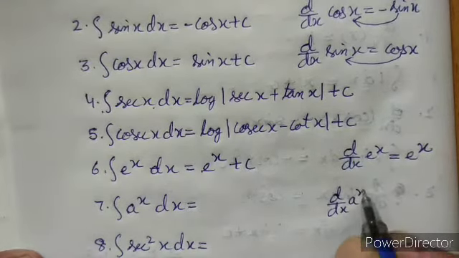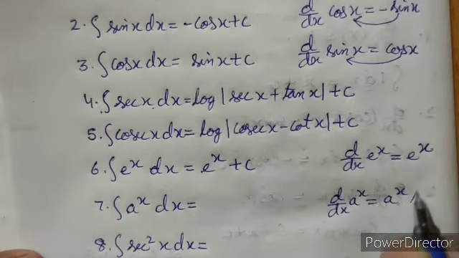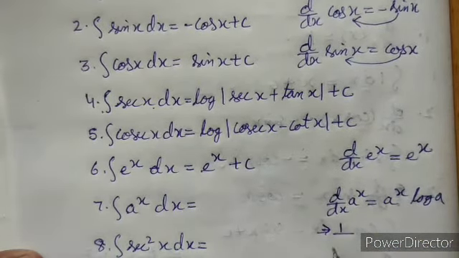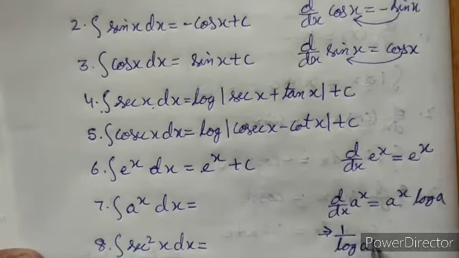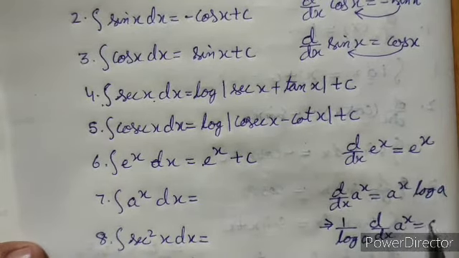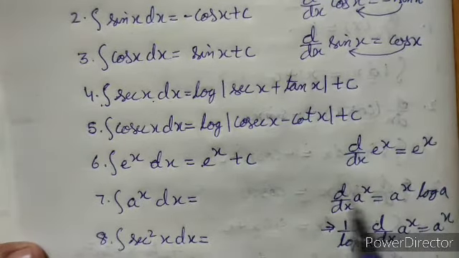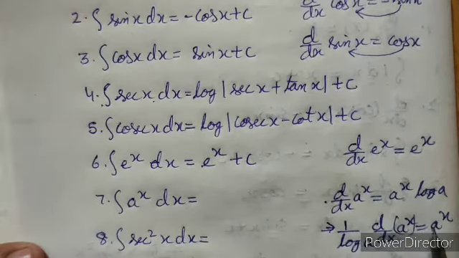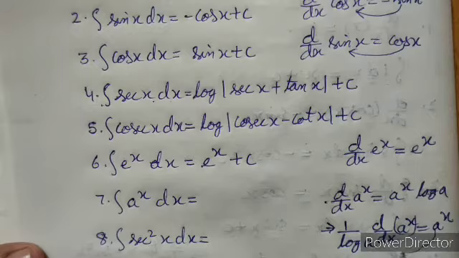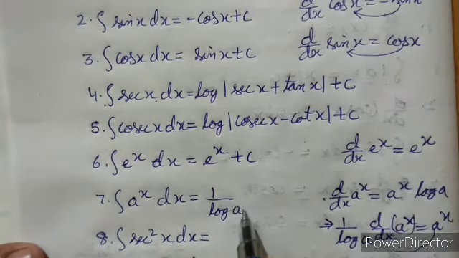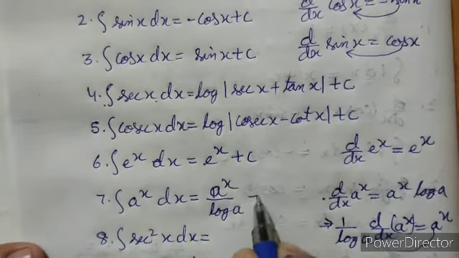The derivative of a raised to power x is equal to a raised to power x log a. So from here we can say that 1 upon log a into d by dx of a raised to power x will be equal to a raised to power x, on dividing both sides by log a. So we can say that the integral of a raised to power x will be equal to 1 upon log a into a raised to power x.